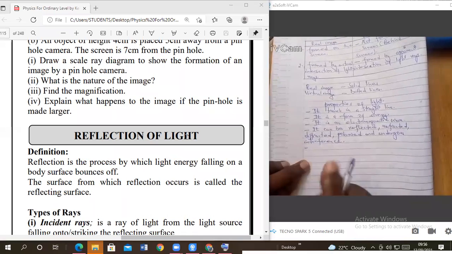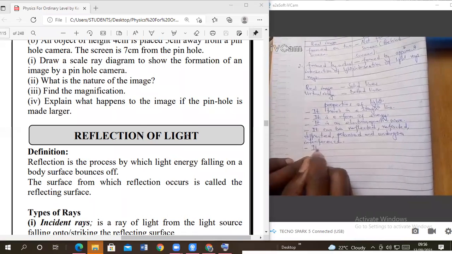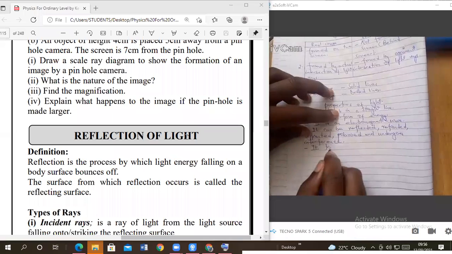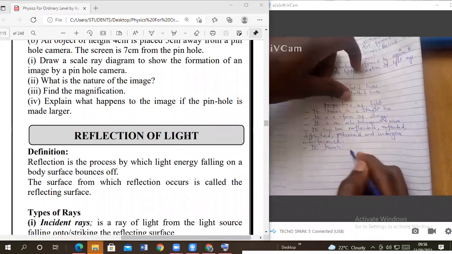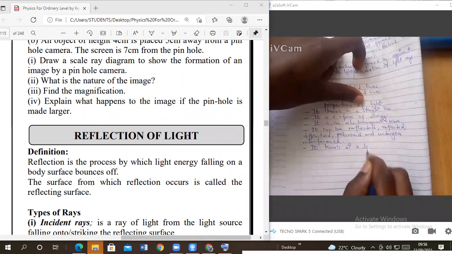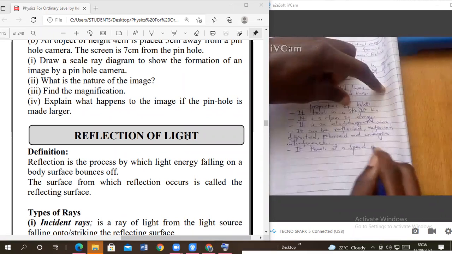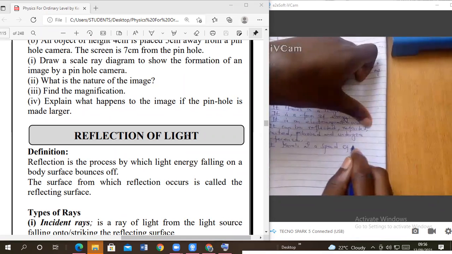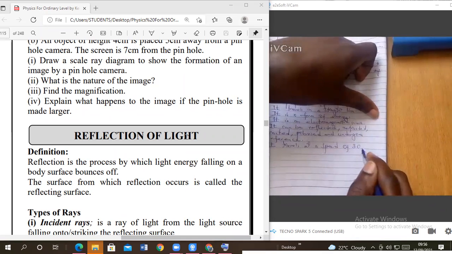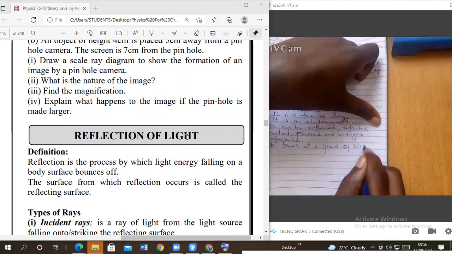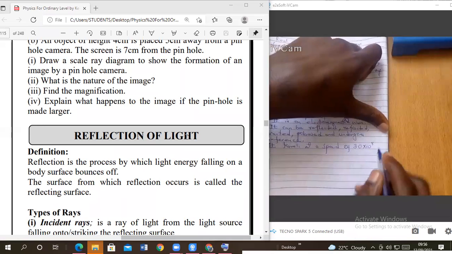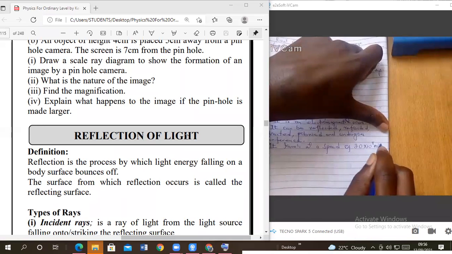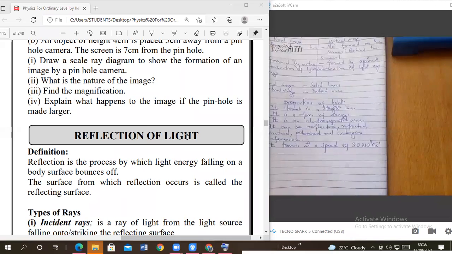We can also add it travels at the speed of what? Who can give us the speed of light? They travel at the speed of 3.0 times 10 to the power 8 meters per second.